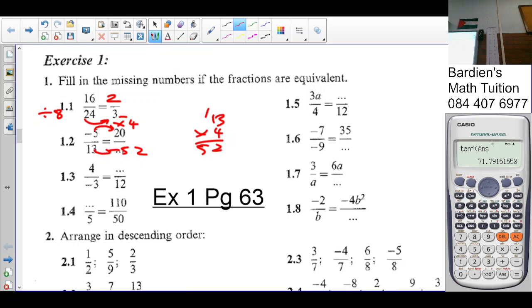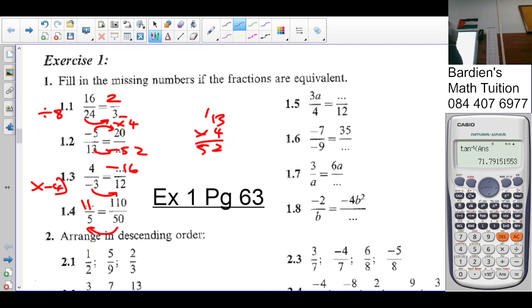The next one, from negative 3 to 12, you multiply it by negative 4. Not so? So it's going to give you negative 16. Now 1.4, you divide it by 10. So it will be 11. 110 divided by 10 is 11. You all agree with that?